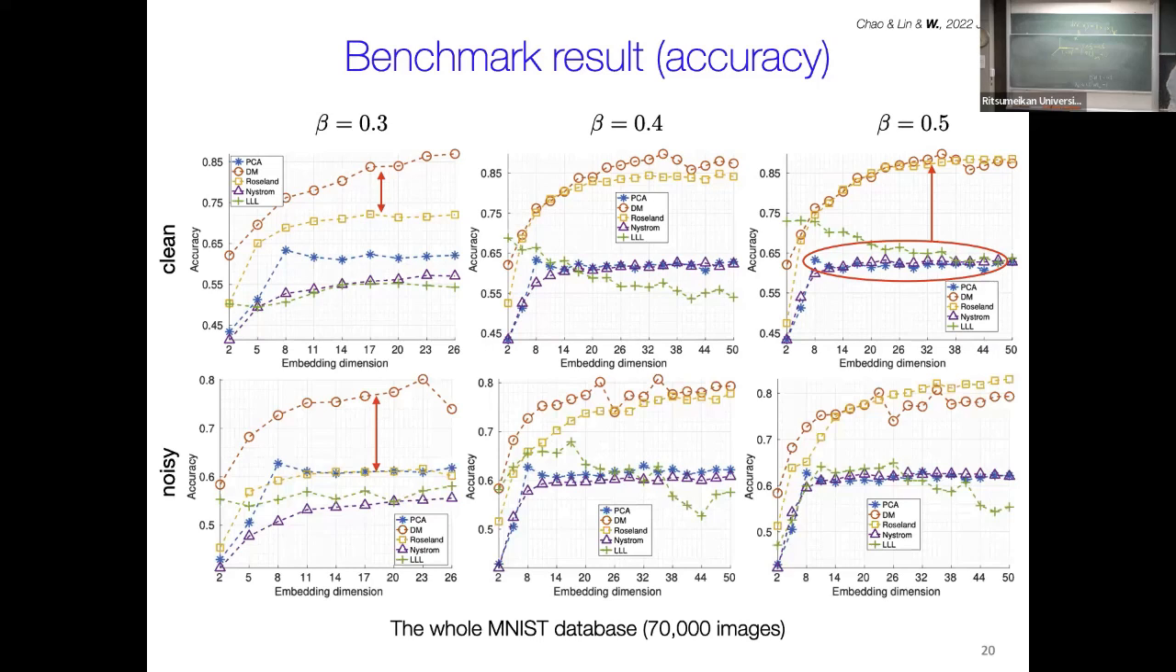And this is noisy data. You can see that in the noisy data, diffusion map is okay, but the performance reduces. Roseland is here, which performs relatively like PCA. But if you take beta to be 1/2, you can even see that Roseland outperforms diffusion map, which tells you that Roseland has the benefit of being more robust to noise.